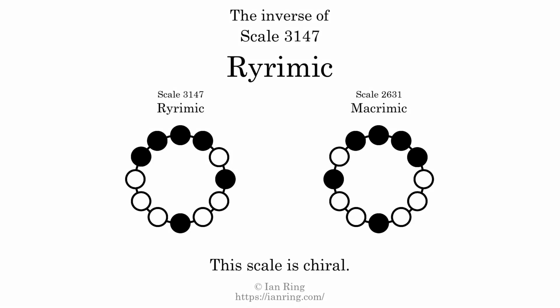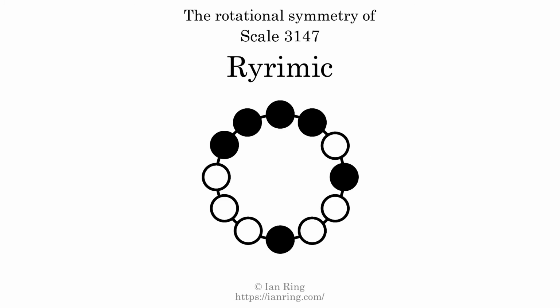The inverse of a scale is a mirror image. It is what you get when the sequence of intervals is reversed. The inverse of this scale is scale 2631, also known as Ryrimic. This scale is chiral. It cannot transform into its inverse by rotational transformation. This scale has no rotational symmetry.